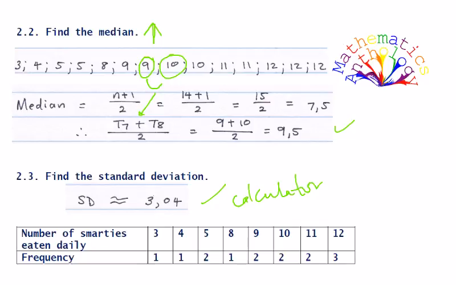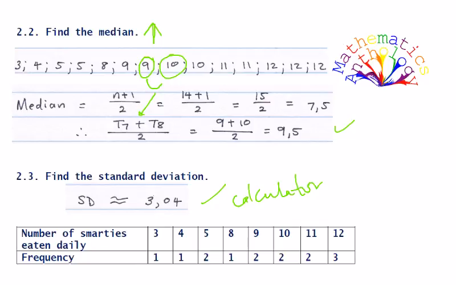And to find the median now, the median is calculated by the following formula: n plus 1 over 2. That is equal to n is 14, plus 1, over 2, is 15 over 2, which is 7.5. This means that the median falls between the 7th and the 8th term of the data set. So I add T7 plus T8 and divide by 2. The 7th term was 9 and the 8th term was 10. Add those two, divide by 2, and your median is 9,5.